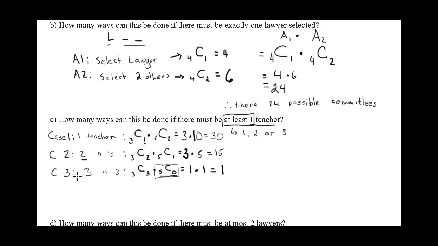And now these are cases. They're all distinct cases, right? They can't happen at the same time. It's this case, or this case, or this case. So that would tell you it's the rule of sum. So we're just going to add these numbers together.